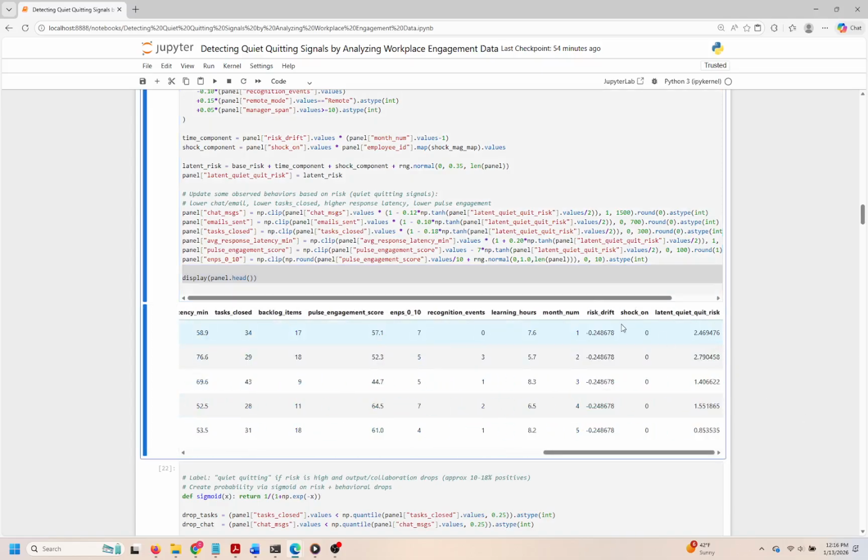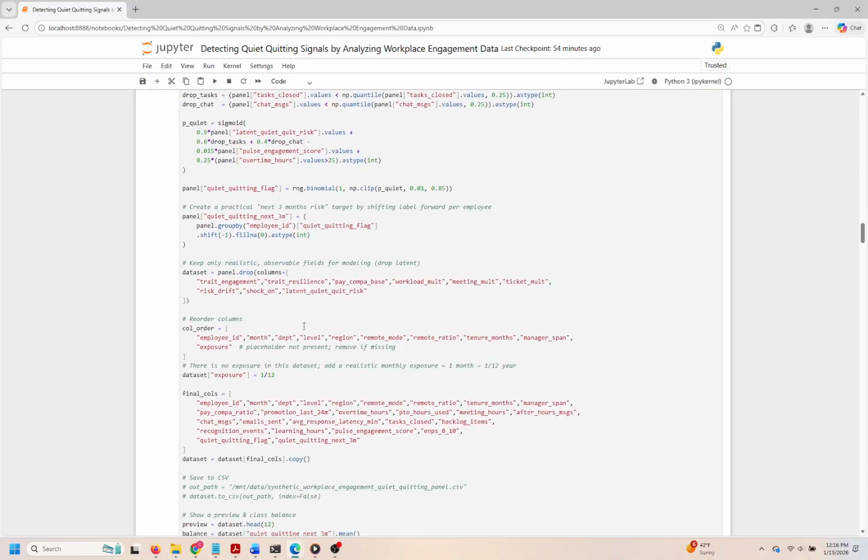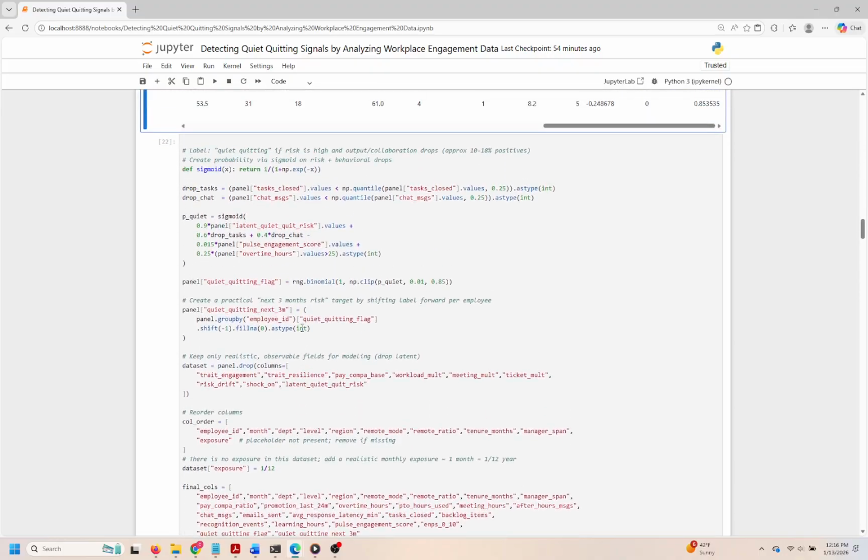Cell 4. In this cell, we're analyzing employee engagement through the lens of quiet quitting, a phenomenon where individuals disengage from their job without formally leaving. Our goal here is to assess the risk of quiet quitting by evaluating various factors that might indicate declining performance and collaboration. We begin by calculating a probability score for each employee that reflects their likelihood of quiet quitting.